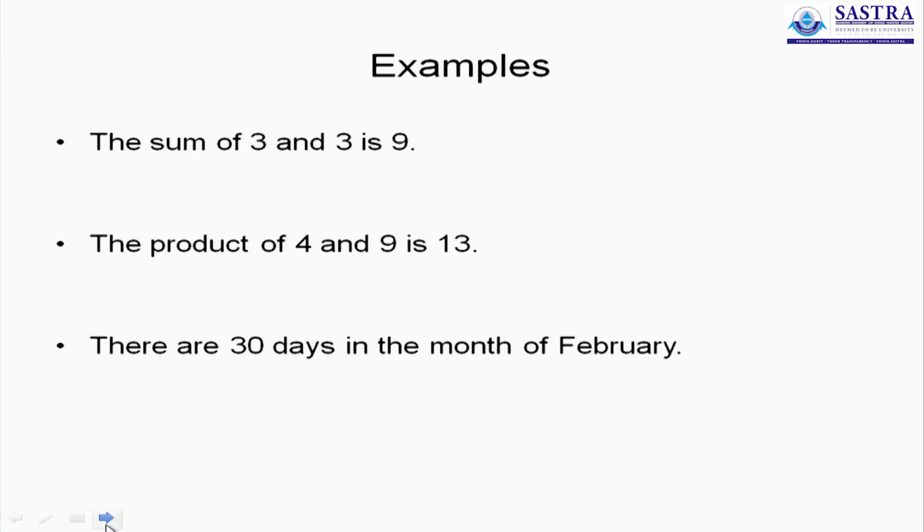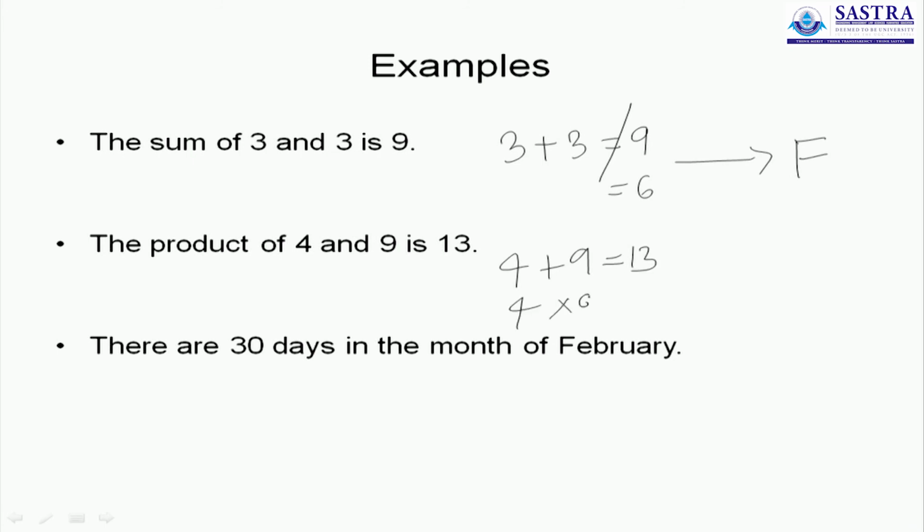The next set is on your screens again. It says the sum of 3 and 3 is 9, which is not true. It's actually 6, but the statement claims that the total is 9. That's wrong. That's false. And it says the product of 4 and 9 is 13. In fact, the sum of 4 and 9 is 13, not the product. The product of 4 and 9 is 36 and not 13. So this statement once again takes up a false value.